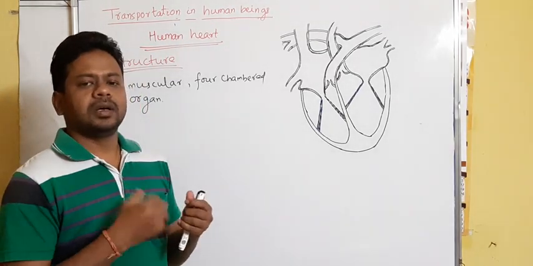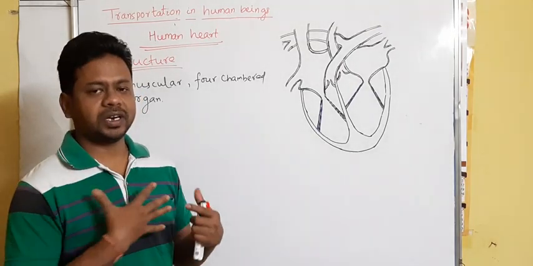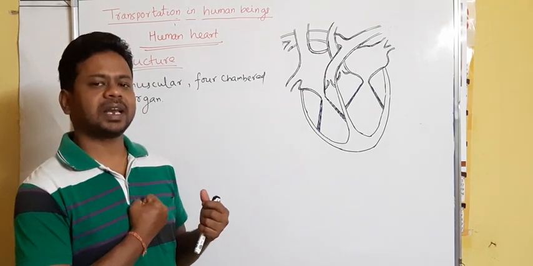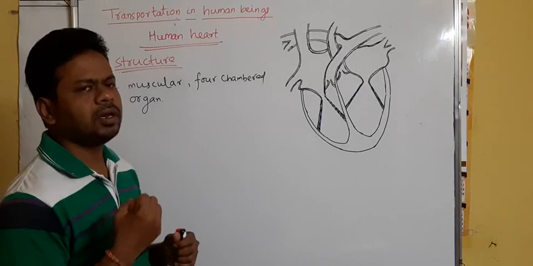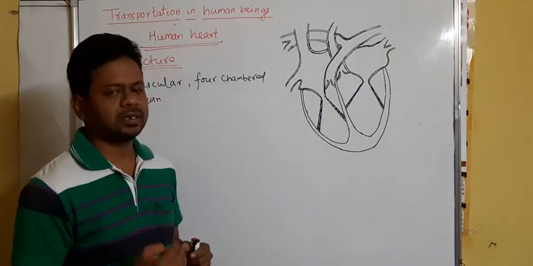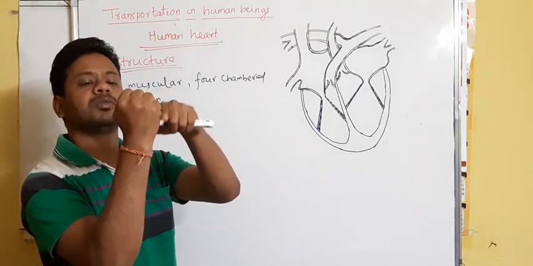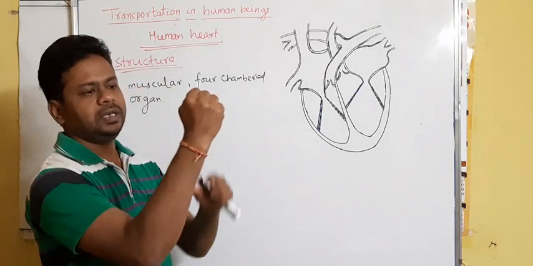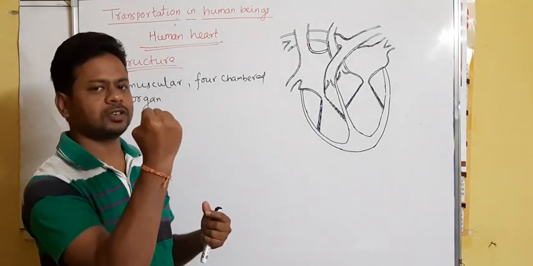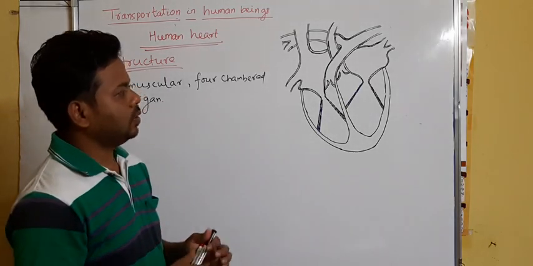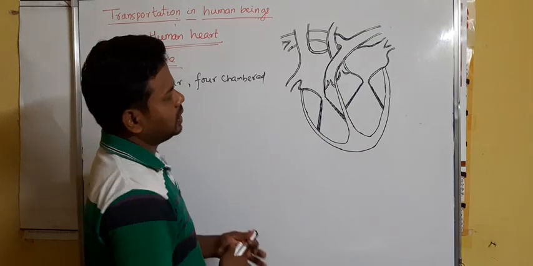It is protected by the rib cage, but it is present slightly towards the left in our chest cavity. And roughly, the size of the heart is equal to your fist. So if my heart size will be like this, it is roughly equal to your fist. Okay. Then, as I have told, it is a four-chambered heart.